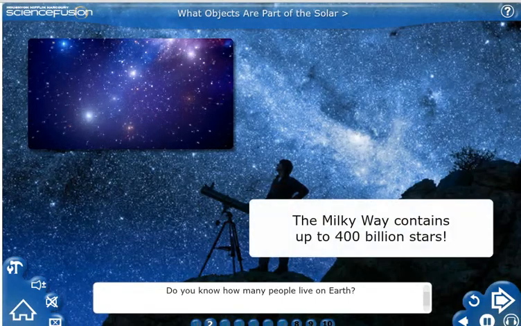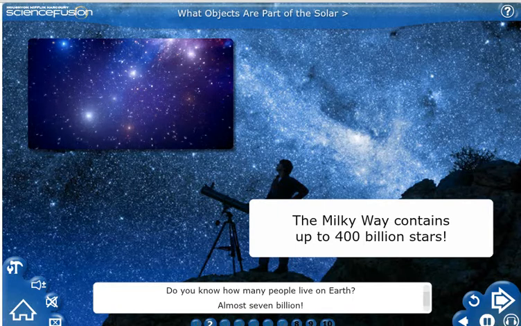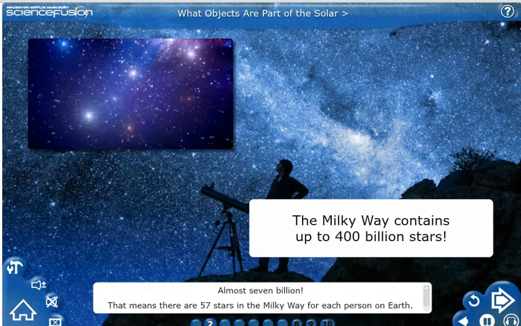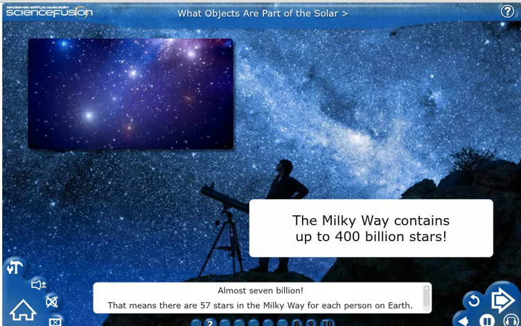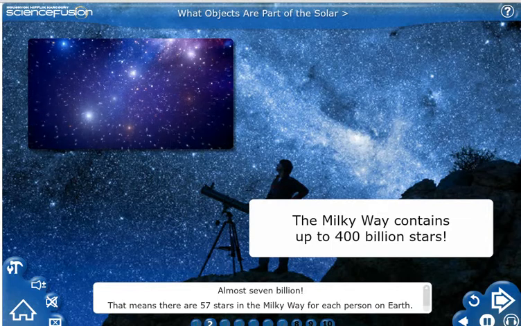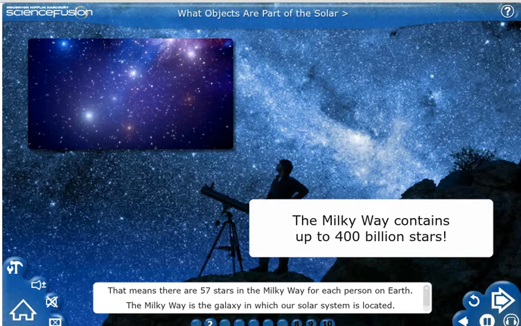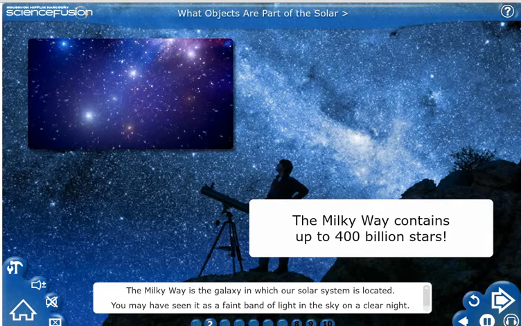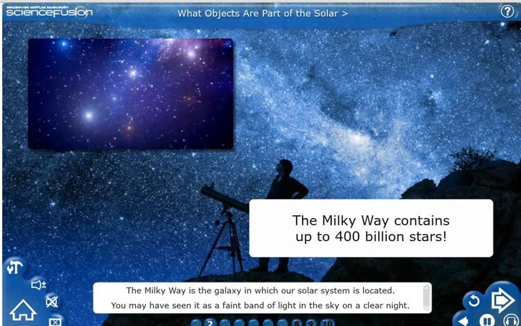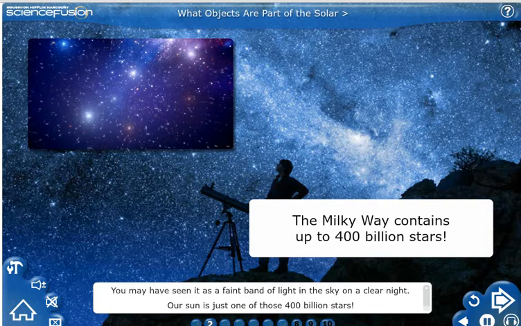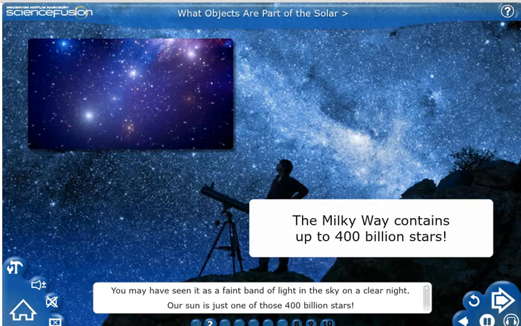Do you know how many people live on Earth? Almost 7 billion. That means there are 57 stars in the Milky Way for each person on Earth. The Milky Way is the galaxy in which our solar system is located. You may have seen it as a faint band of light in the sky on a clear night. Our sun is just one of those 400 billion stars.